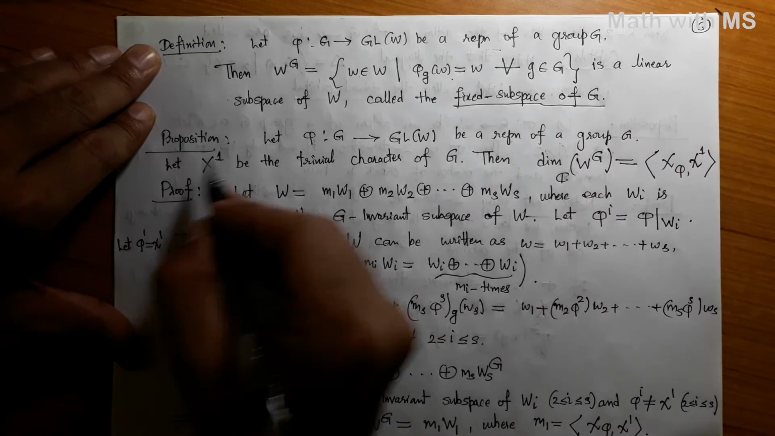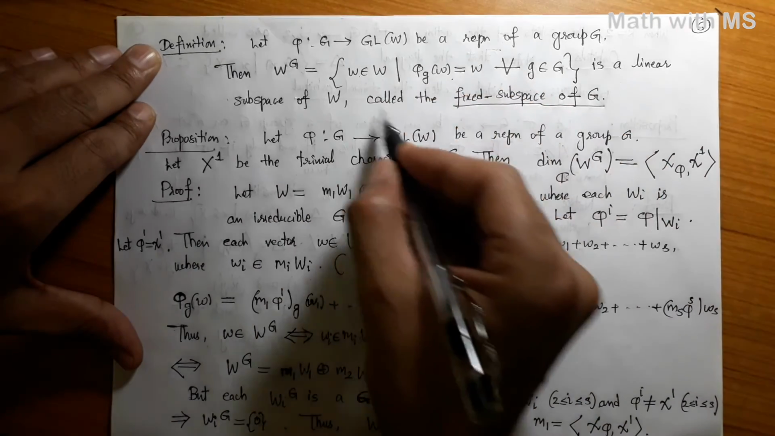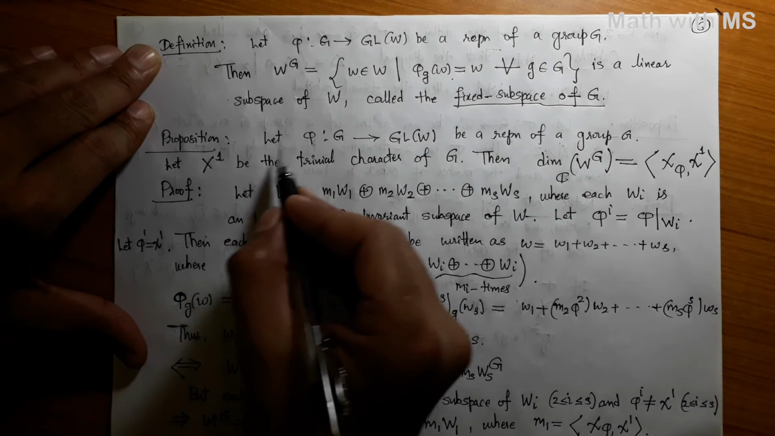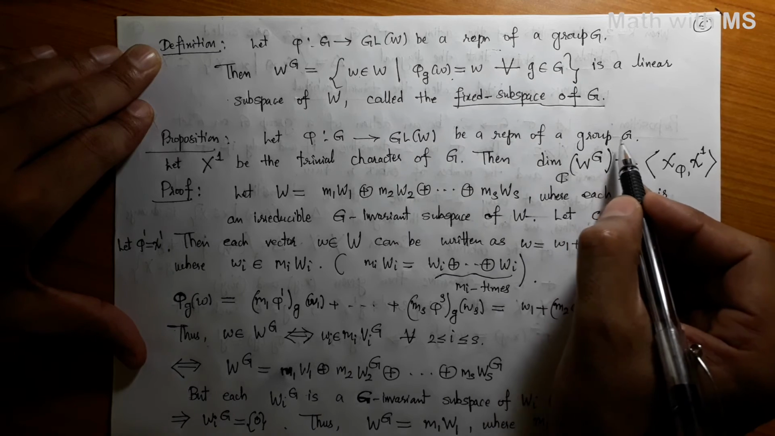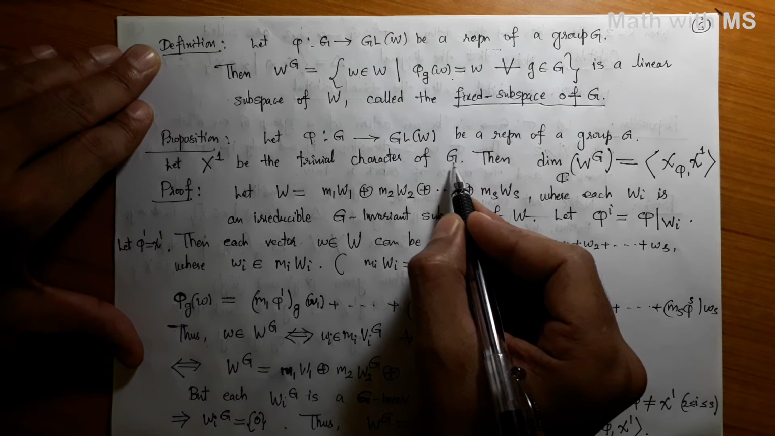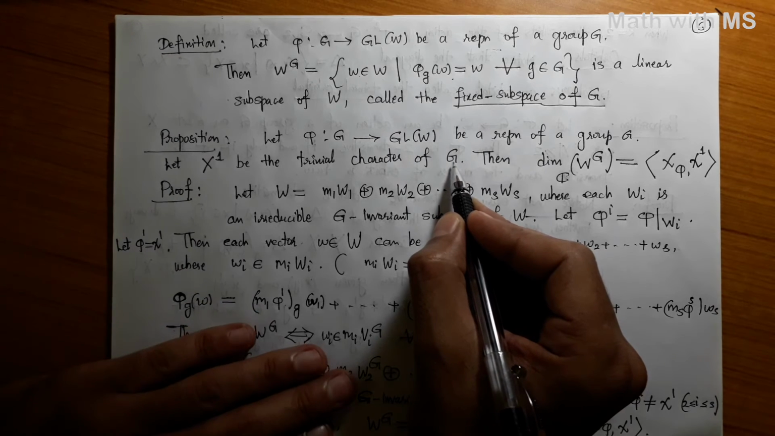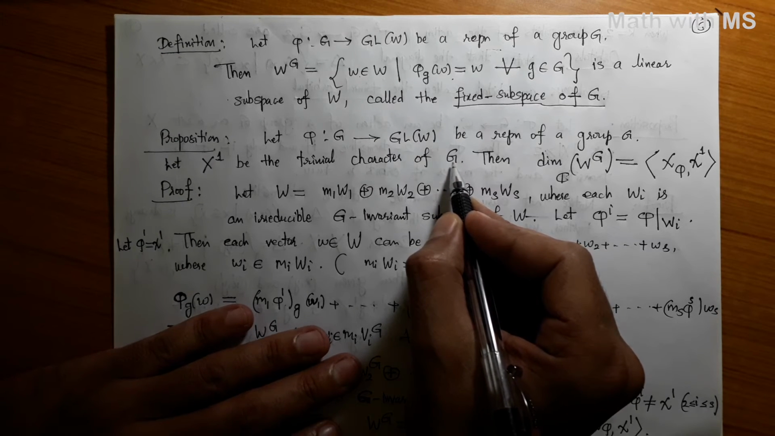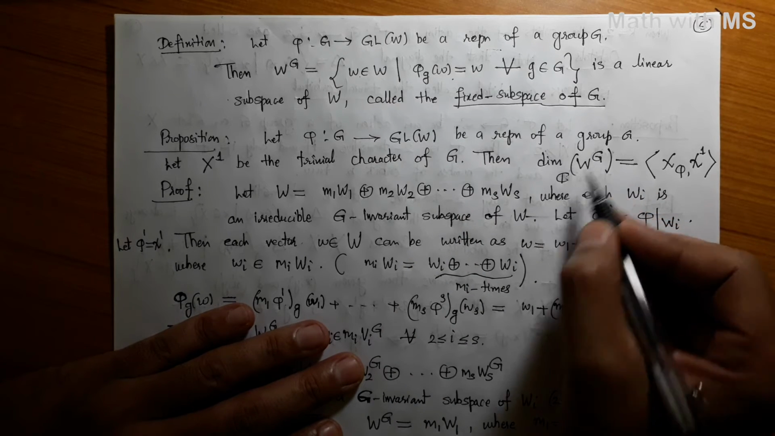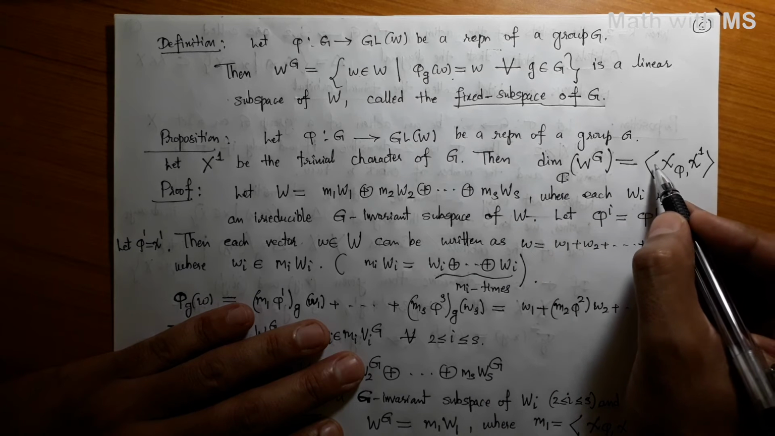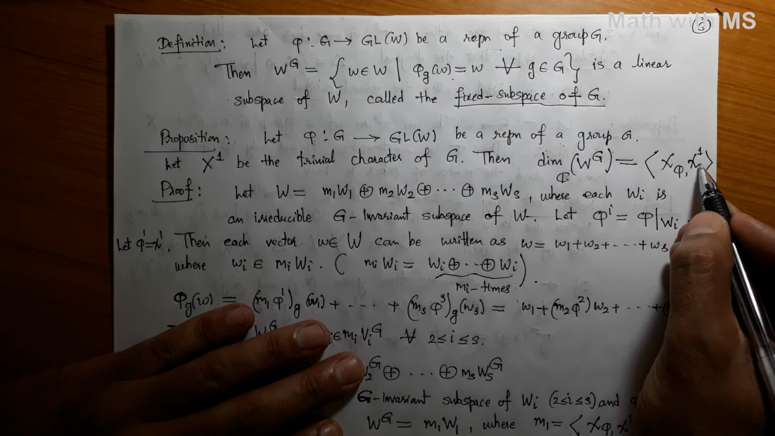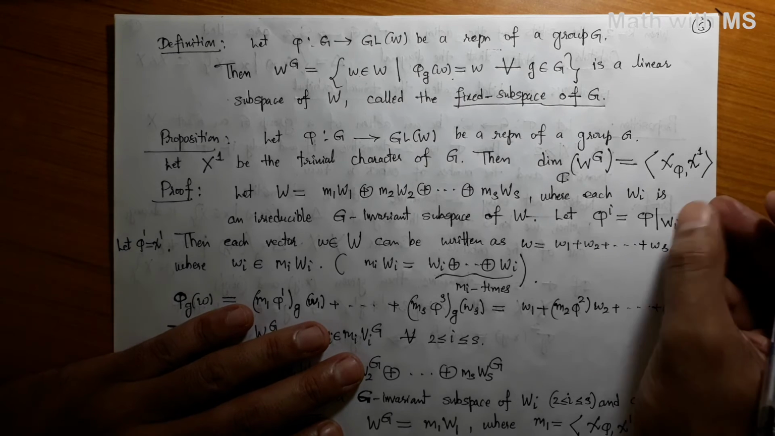Alright, so the dimension of this fixed subspace can be found easily by this proposition. Let phi from G to GL(V) be a representation of the group G, and let chi_1 be the trivial character of G. Recall that every group admits a trivial character, which is the trivial homomorphism from G into C star. Then the dimension of the fixed point space as a complex vector space is just given by the inner product of the character of phi with this trivial character. So let's do it.